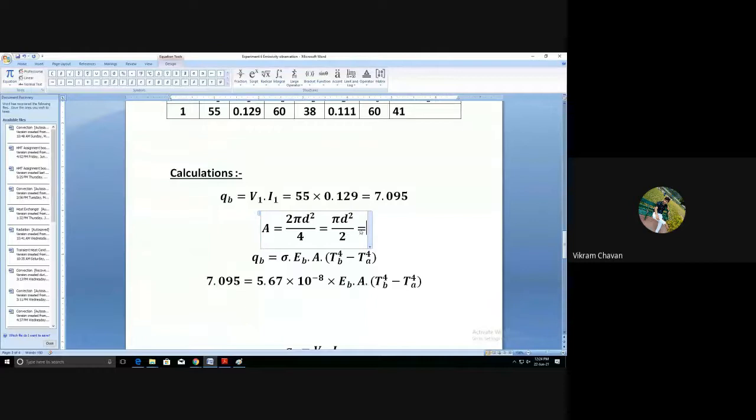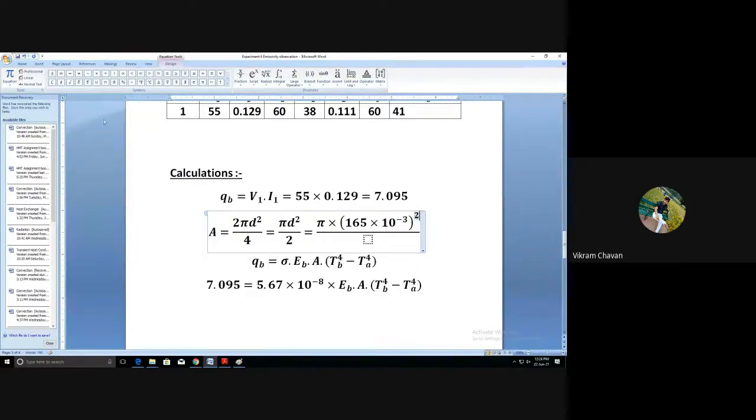So d is equal to 165 mm. So pi multiply by, inside bracket, 165 multiply by 10 to the power minus 3, bracket square. Or you can take 0.165 bracket square directly, divided by 2. Do the calculation and find out the area.